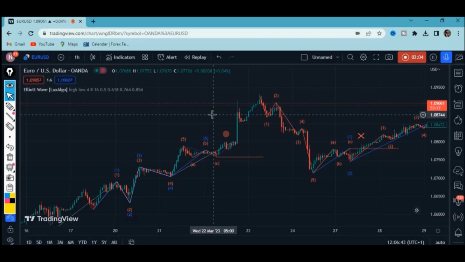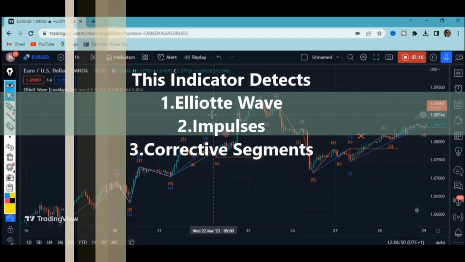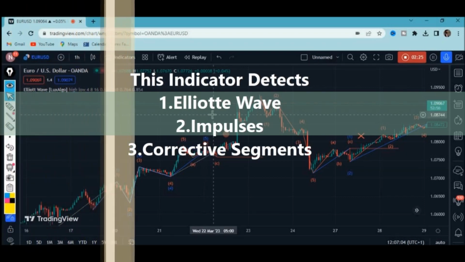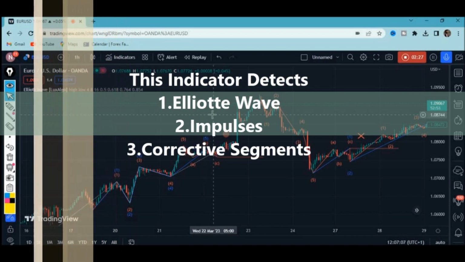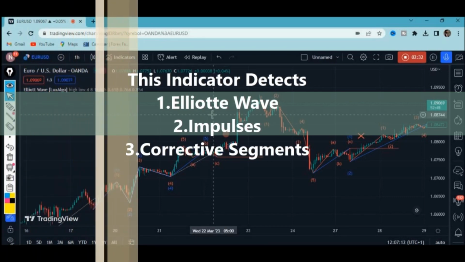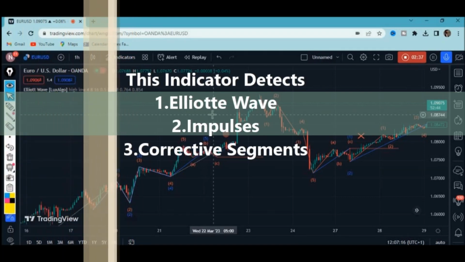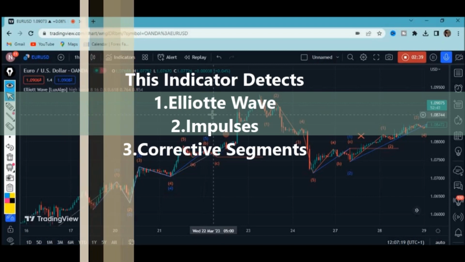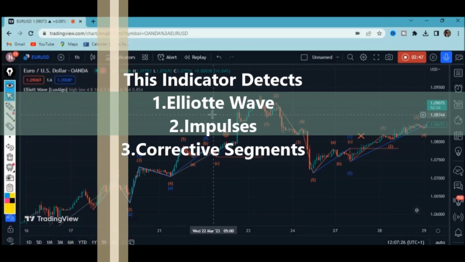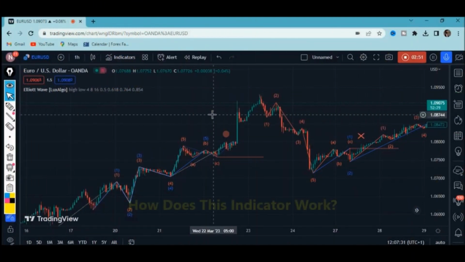So guys, this indicator detects number one, Elliott waves, number two, the impulses, and number three, the corrective segments. So these are detected and displayed serially, allowing users to keep track of the evolution of an impulse or a corrective wave. Okay, and as well a Fibonacci retracement constructed from the detected impulse moves is also included. The script additionally allows users to get alerted on a wide variety of trigger conditions. So how does this indicator work?